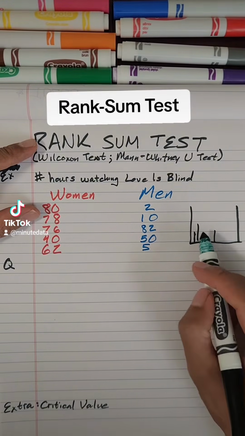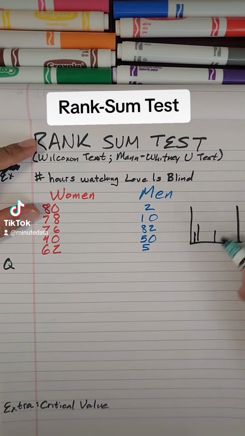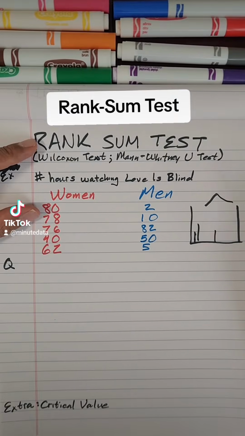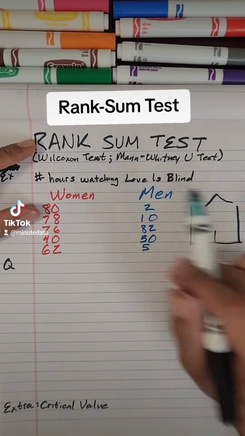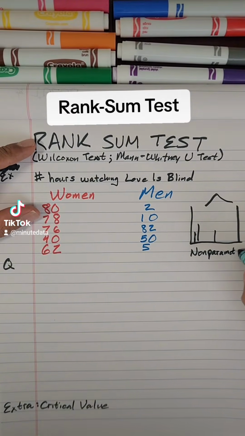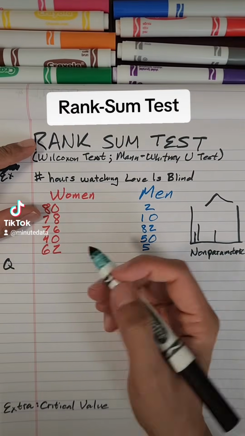So notice this is not a normal distribution. It does not look like that, for example. It's all over the place. So we can't necessarily use a t-test, which assumes a normal distribution. The nice thing about the rank sum test is it's a non-parametric test, meaning it doesn't make any assumptions of what the distribution looks like. Non-parametric. So what's an example question?